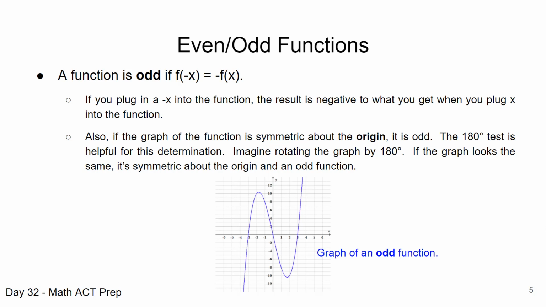A lot of times what I like to use to determine symmetry about the origin is the 180 test. What that is, is just imagine rotating your graph 180 degrees. After the 180 degree rotation, if the graph looks the same, then it's symmetric about the origin. And in this case, we can define it as an odd function. So I think of odd, the O in odd, O for origin, symmetric about the origin for odd. If it's even, it's symmetric about the y-axis.